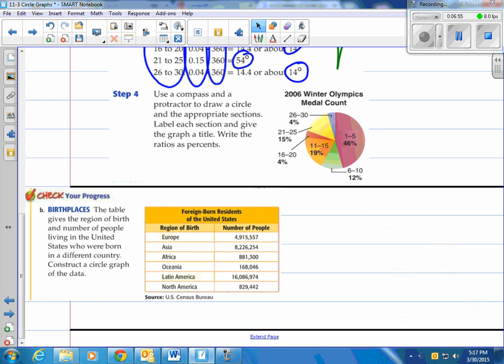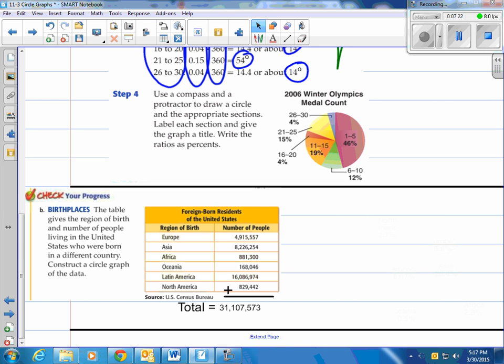All right, birthplaces. It says the table gives the region of birth and a number of people living in the United States who were born in a different country. Construct a circle graph of the data. All right, well, I've got the region of birth and the number of people, but I don't have the total, like how many people is this total? And I need that because that is going to be the out of number.